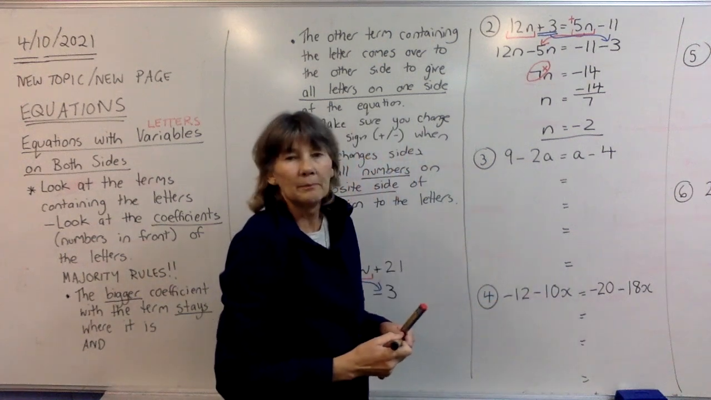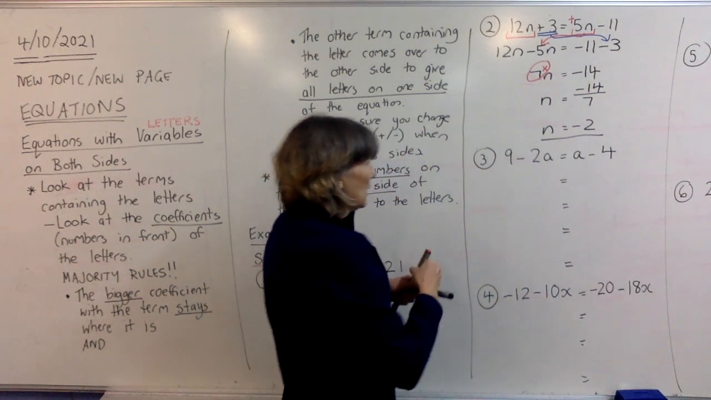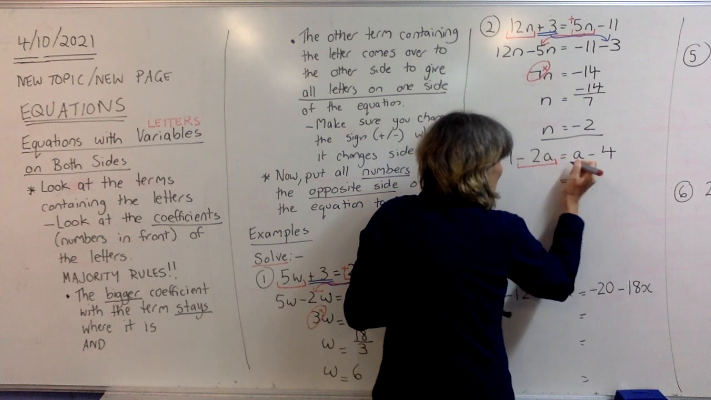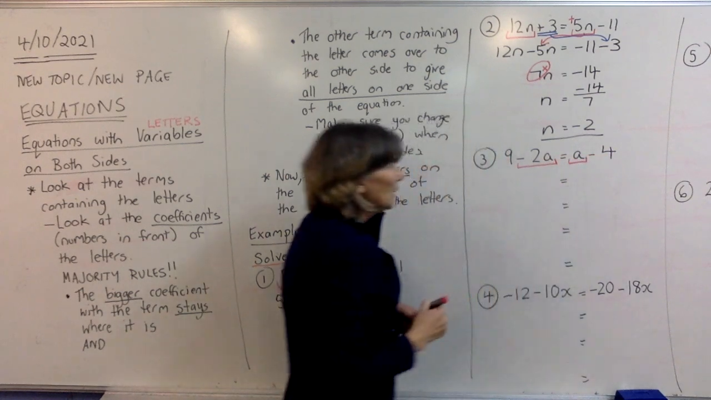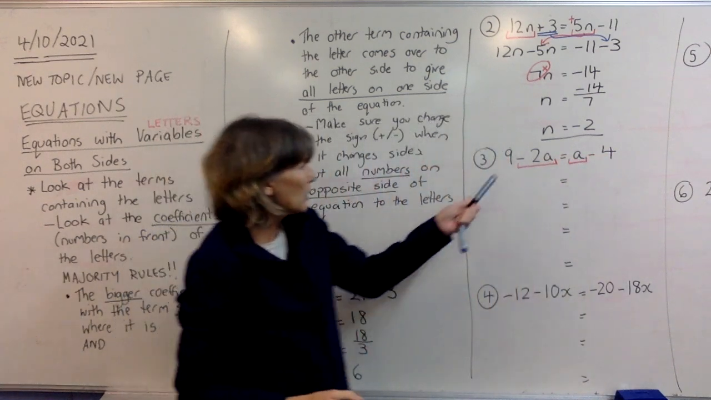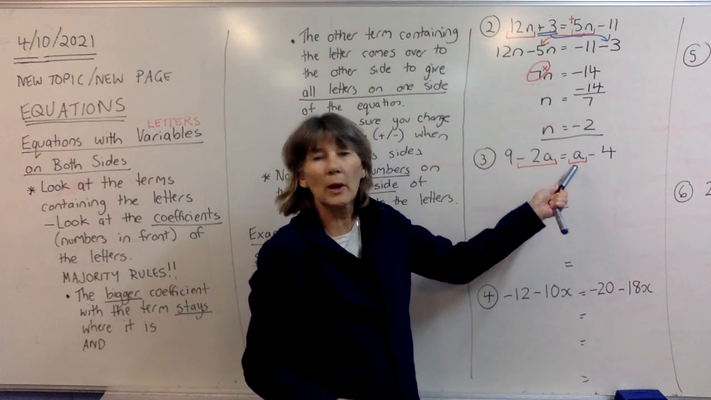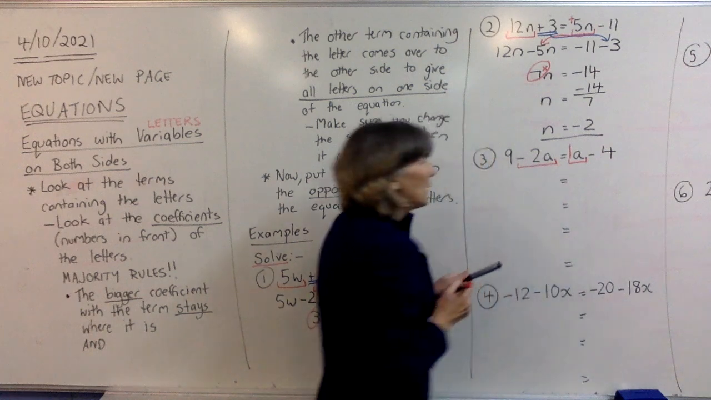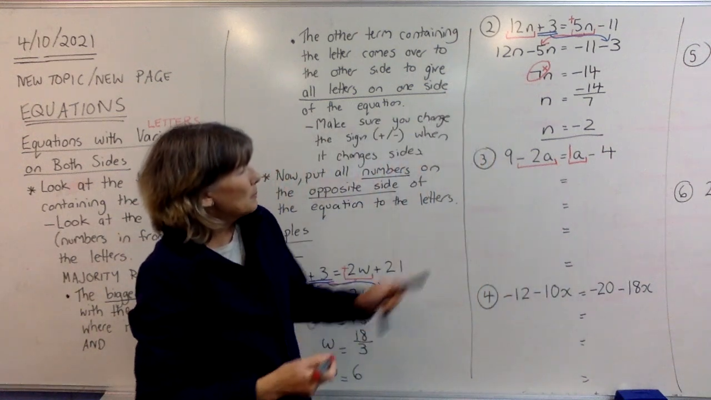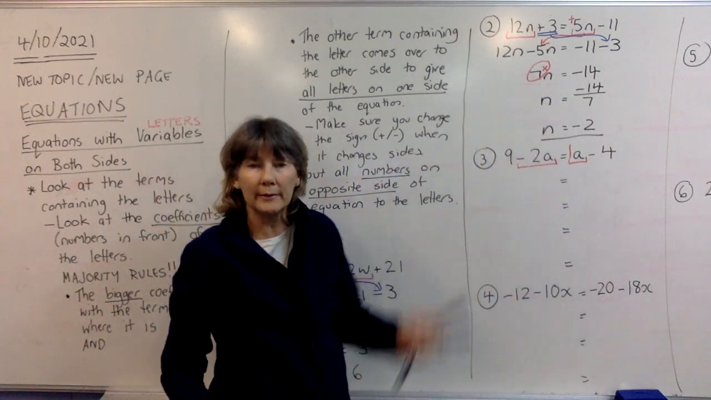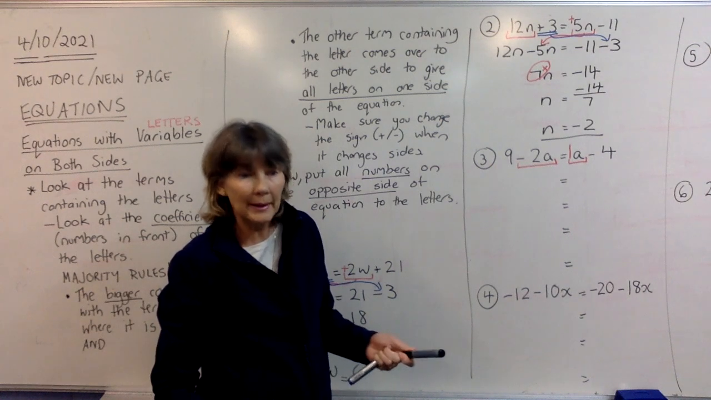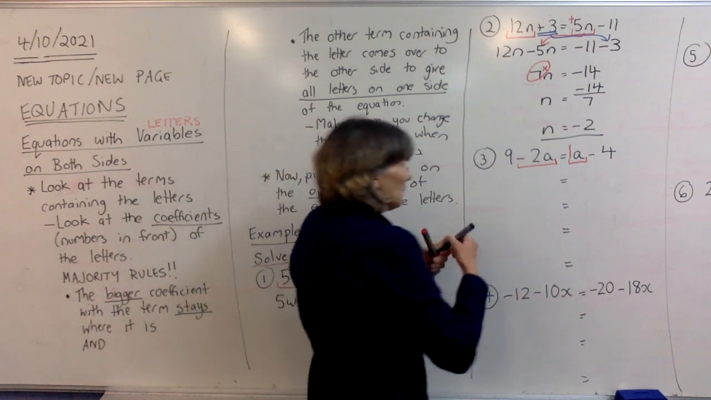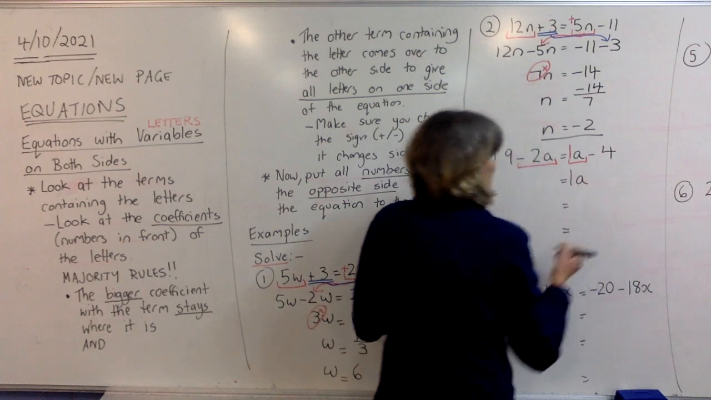Okay, next question. Now they're getting a little bit trickier, so just be careful. So there's our two terms with our A. Now we're looking at the coefficients. This one's got a minus 2. This one has a 1. All right, so if you want to write that in, just use your red pen to write that in. So what's bigger, minus 2 or 1? 1's bigger, okay? So we keep that 1A where it is.